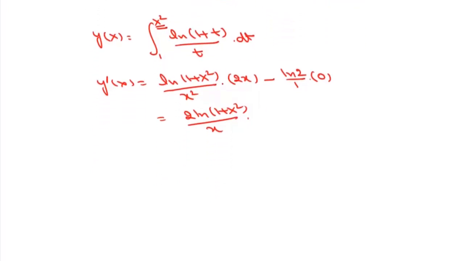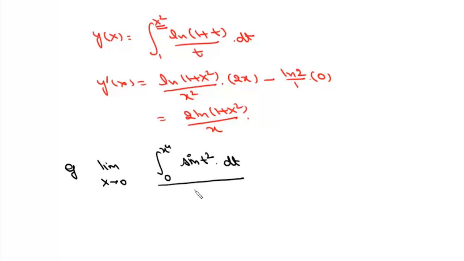Now we take a very simple example. It will be this limit: x tends to 0, the integral from 0 to x to the power 4 of sin t square dt, upon x to the power 12.